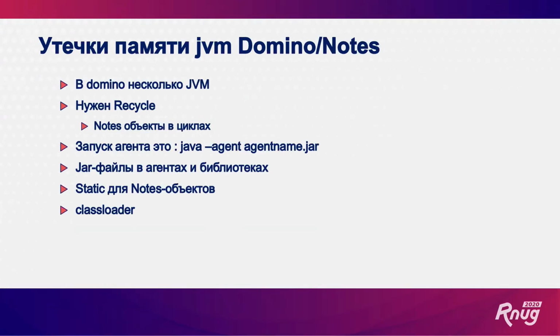Now let's talk about data leaks with the JVM in Domino and Notes. Well, they're quite different from Java itself. We have a JVM for the HTTP server, and another for plugins, for OSGi. They have their own examples. So when an OSGi plugin is down, then the HTTP server will still be working.